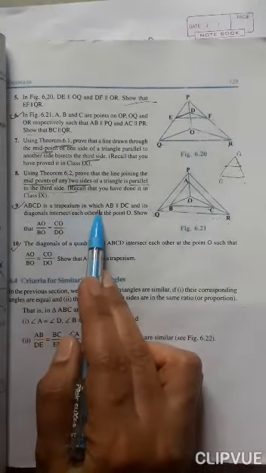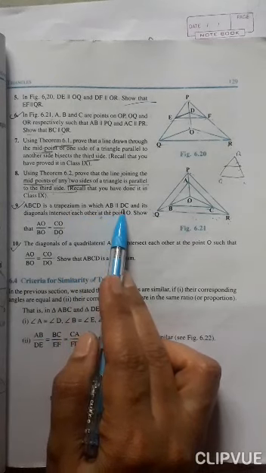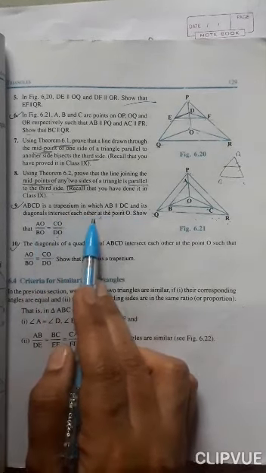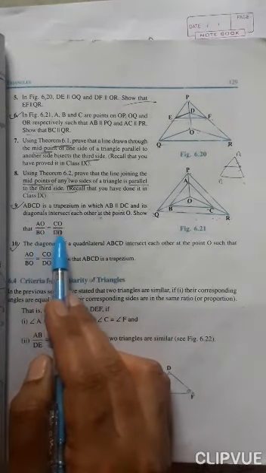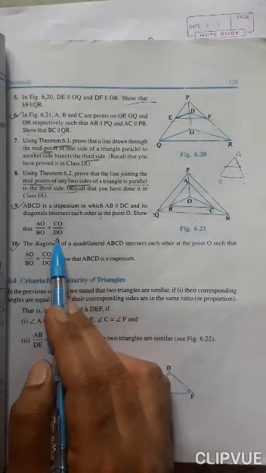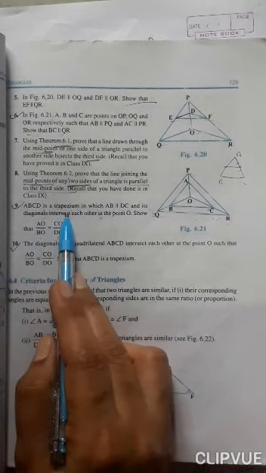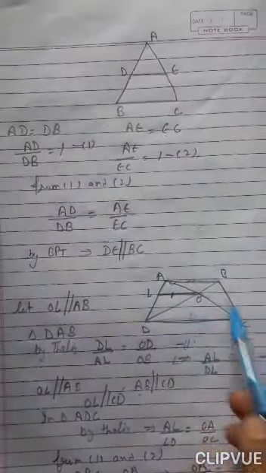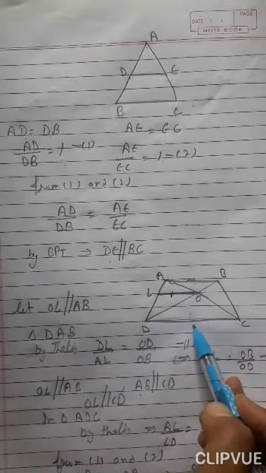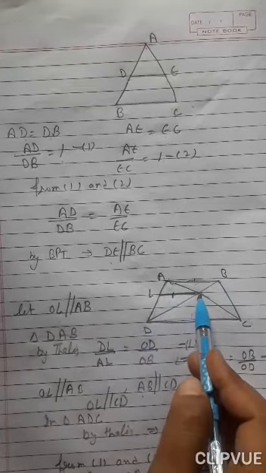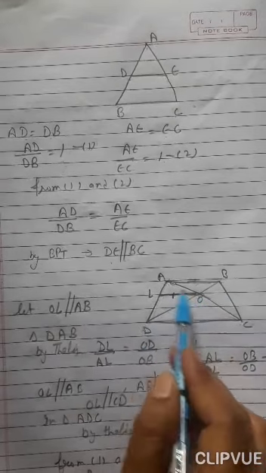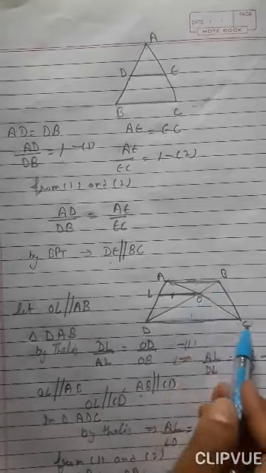Ninth one. ABCD is a trapezium in which AB is parallel to DC and its diagonals intersect each other at a point O. Show that AO over BO is equal to CO over DO. So firstly, ABCD is a trapezium and AB is parallel to CD, and its diagonals AC and BD intersect at O, and we have to prove AO over OB equals OC over OD.